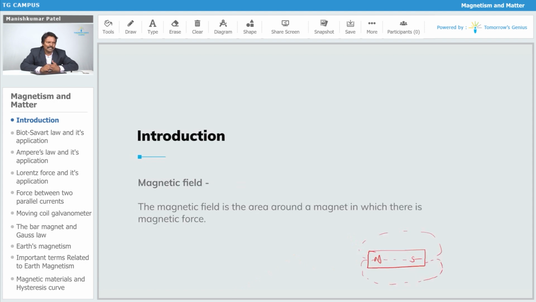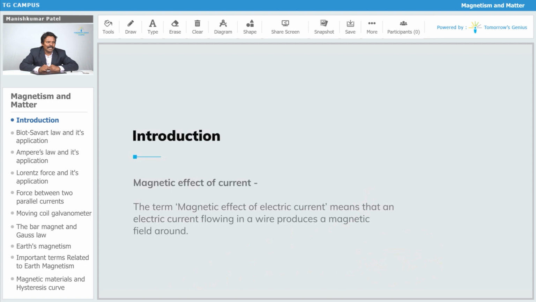One more important thing: the magnetic field has been produced by this magnet, and this magnet we will call a source of the magnetic field. Along with that, there is another source, mainly the magnetic effect of current. So why are we saying that it is a magnetic effect of current?